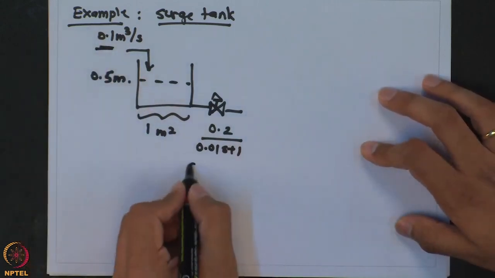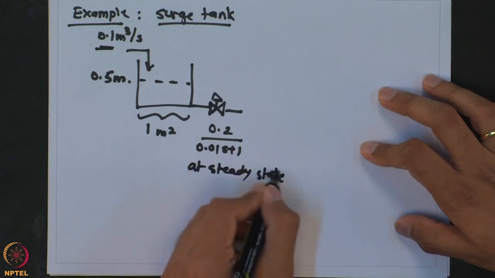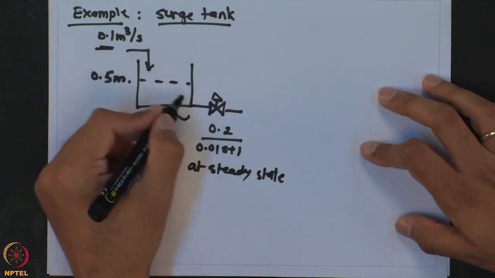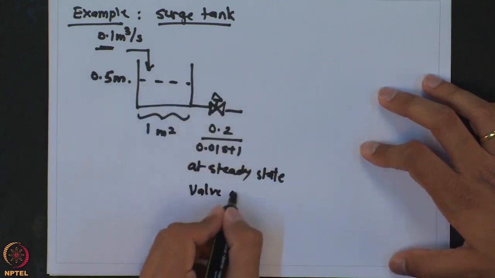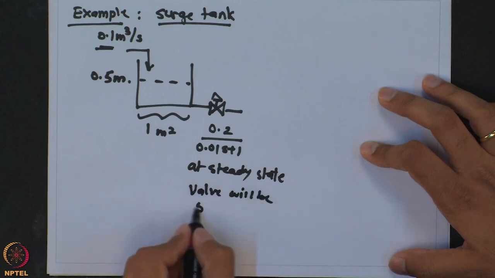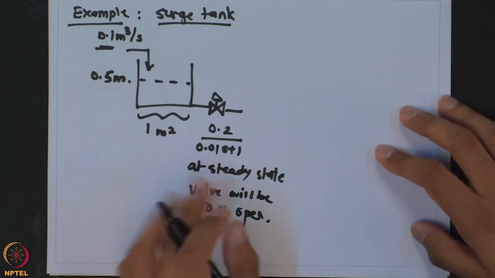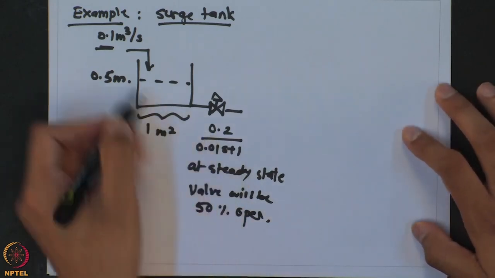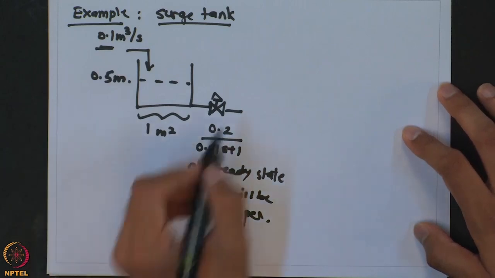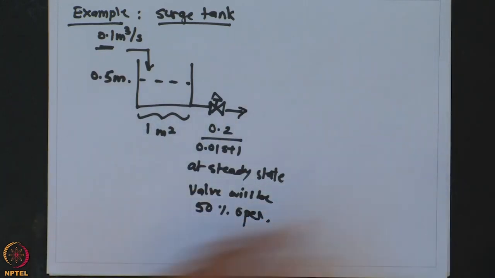So, at steady state, when inlet equals outlet, the flow rate will be 0.1. So, the valve will be 50% open. We are considering a linear valve, so that the flow goes from 0 to 0.2. At 0.1 it will be around 50% open, and we have installed a PI control on this.